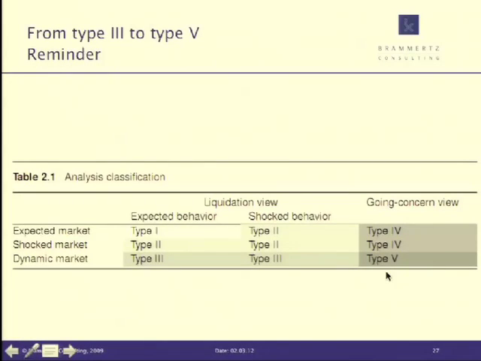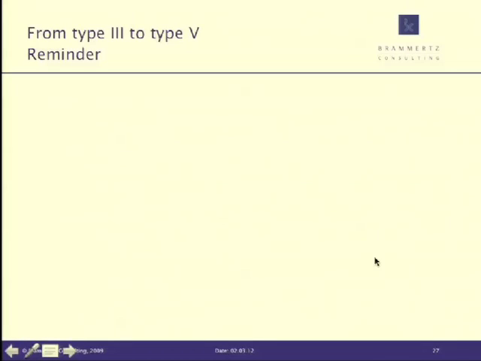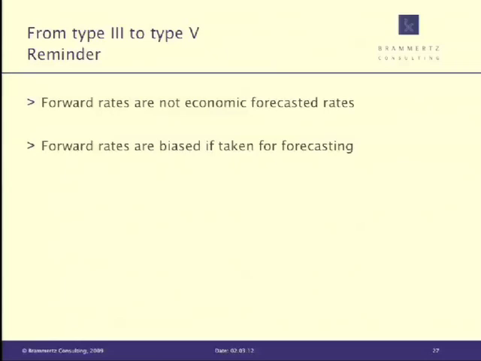Type 4, we are not discussing. That's a little bit portfolio optimization, something we don't discuss. But then type 5 here, that's then the real dynamic part.